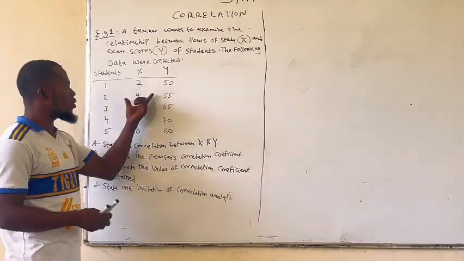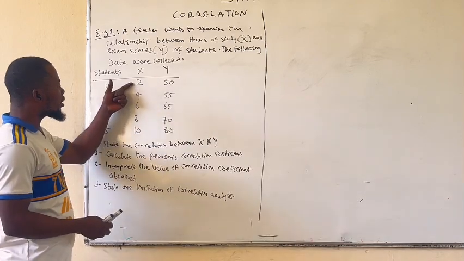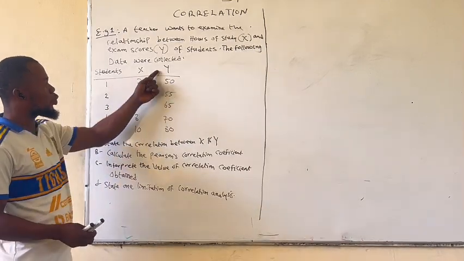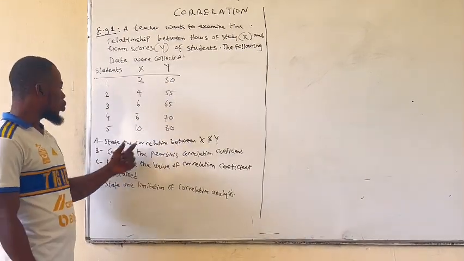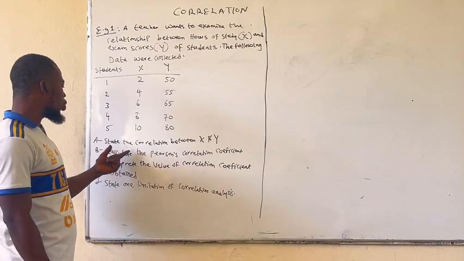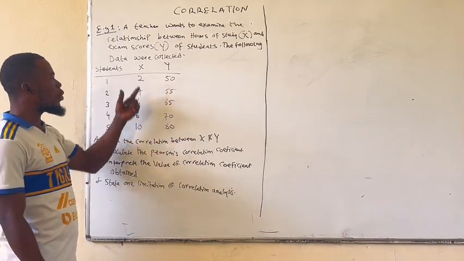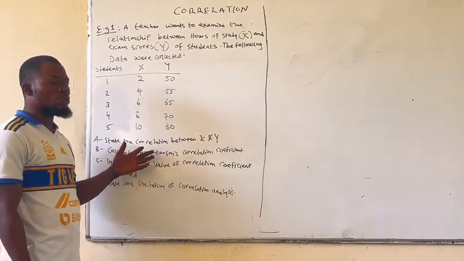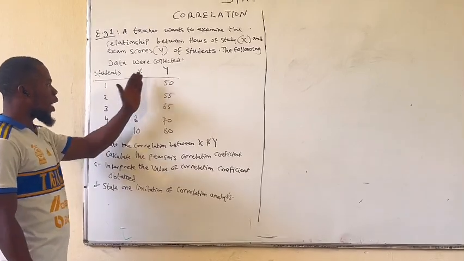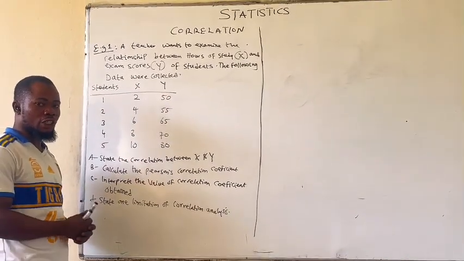Now from this given value, we can see that as our X is increasing, our Y as well is increasing. So the correlation between X and Y here is positive correlation, because our X is increasing, our Y as well is increasing.